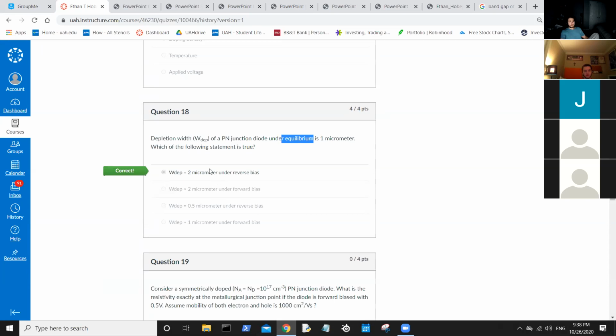And the last one, the depletion region is equal to 2 micrometers under reverse bias. We know under reverse bias, the depletion region goes up. It went up. Checkmate. That's the right answer. That's all it takes with this one. No math. It's all concepts here.